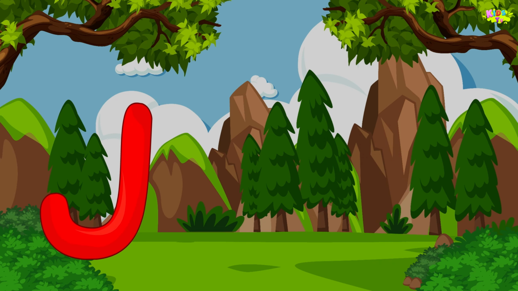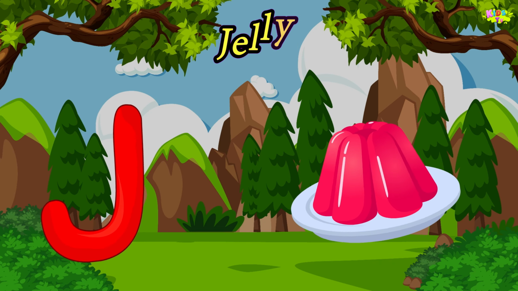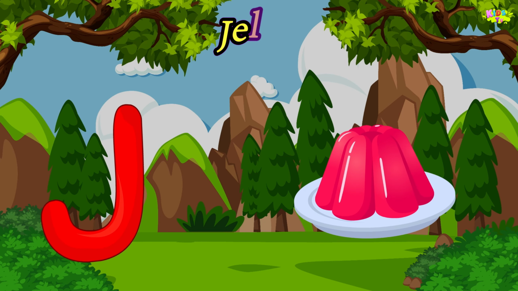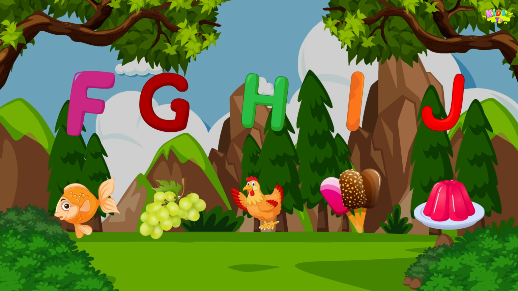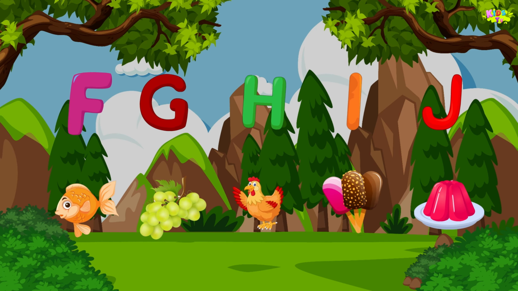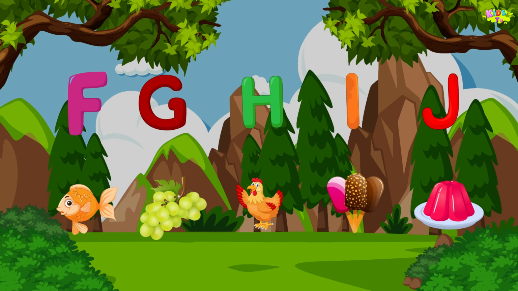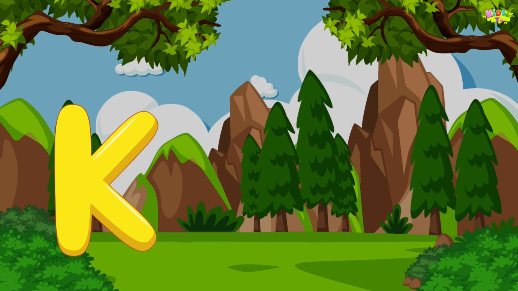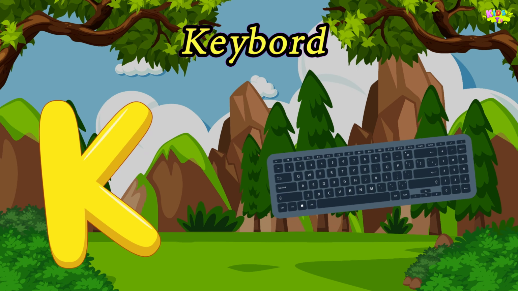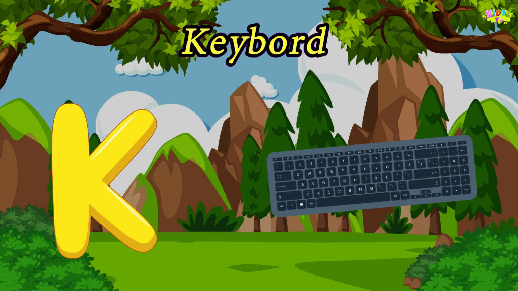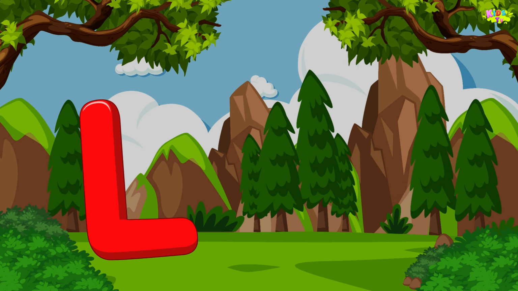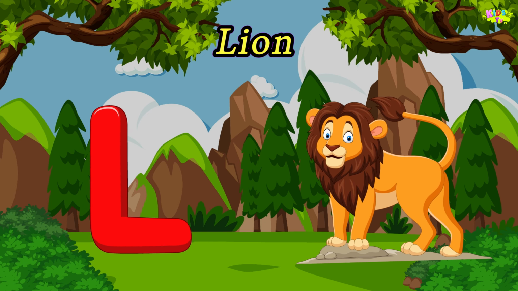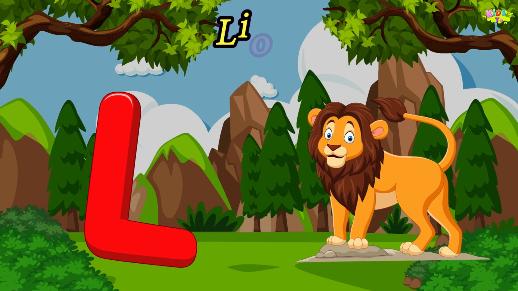J is for jelly, j, j, jelly, j, jelly. K is for keyboard, k, k, keyboard, k, keyboard. L is for lion, lion, lion, lion.